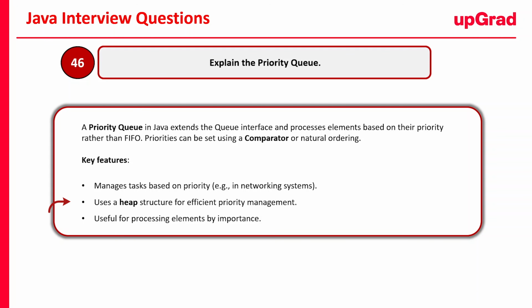It typically uses a heap data structure to contain the priority order efficiently. It is useful when tasks or elements need to be processed based on their relative importance. So these were the key features of it. Alright, so this was about priority queue.